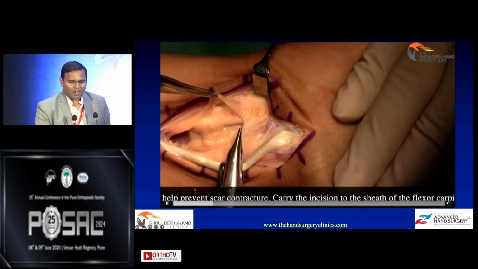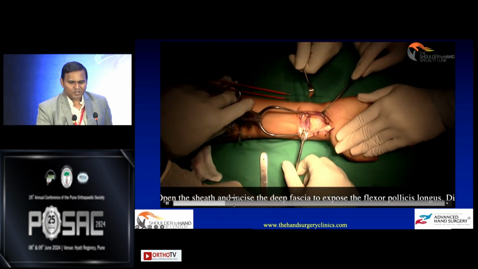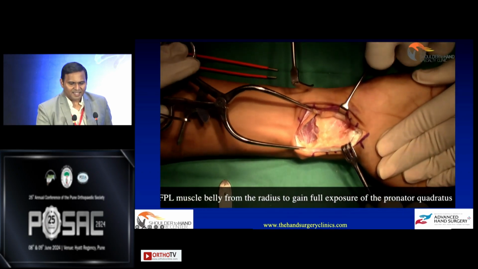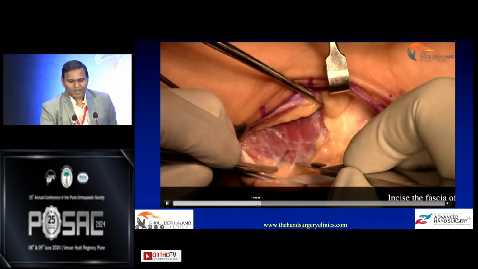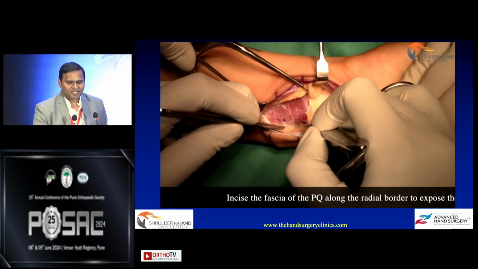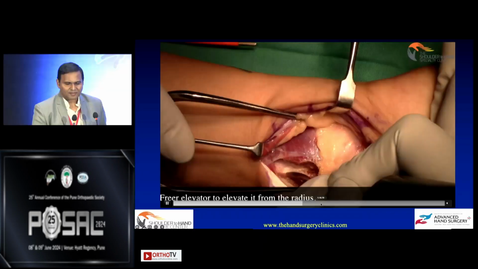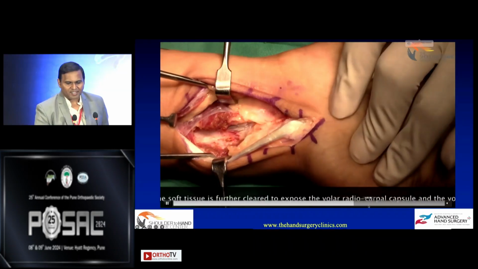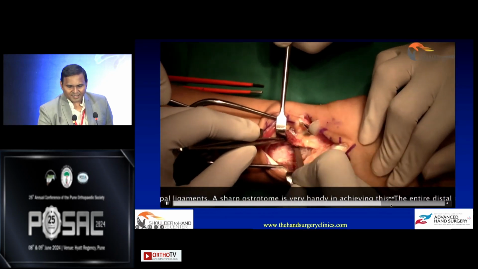The FPL tendon along with the PL and median nerve is retracted medially so that we are able to see the pronator quadratus and the volar capsule. The pronator quadratus is then released with sharp dissection, making sure that the fascia is intact. This helps in closure of the pronator quadratus at the end of the surgery. So here we can see that the pronator quadratus is elevated sharply, and after that we are able to see the fracture underneath.